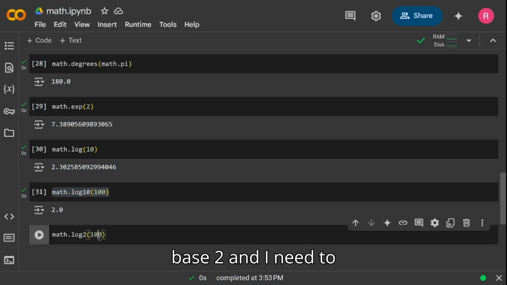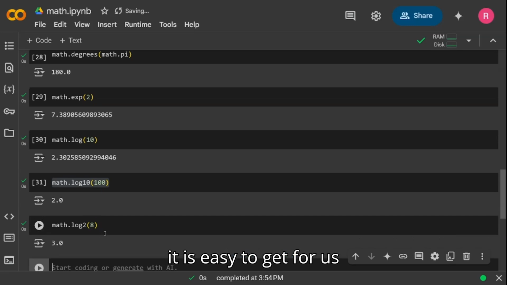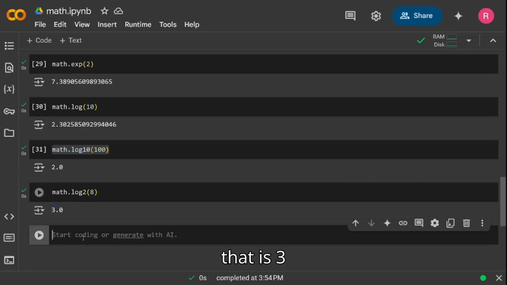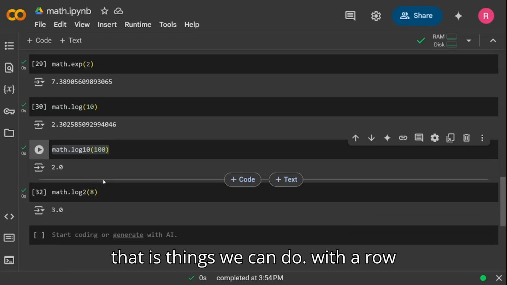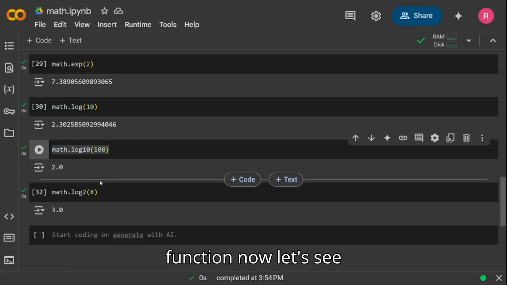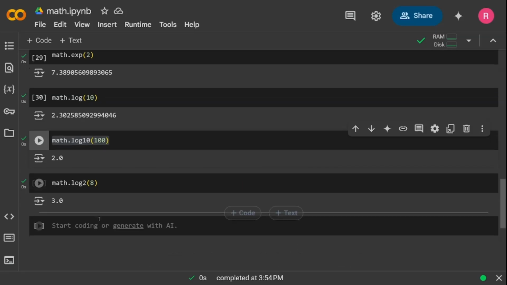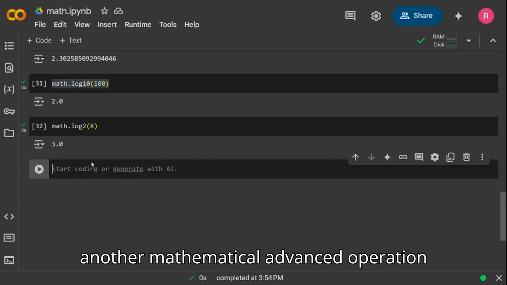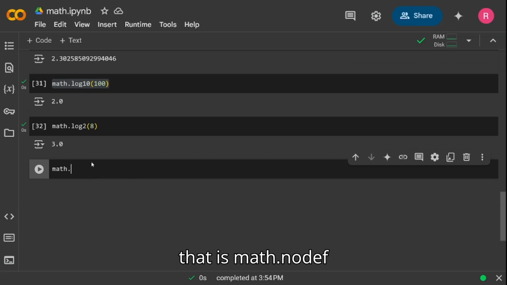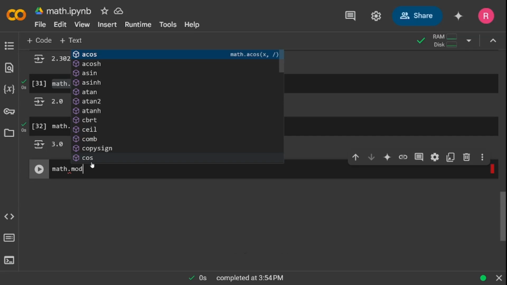Base 2, and I need to find the log base 2 of 8. It is easy for us to get: that is 3. So that is what we can do with a log function. Now let's see another advanced mathematical operation, that is math.modf.